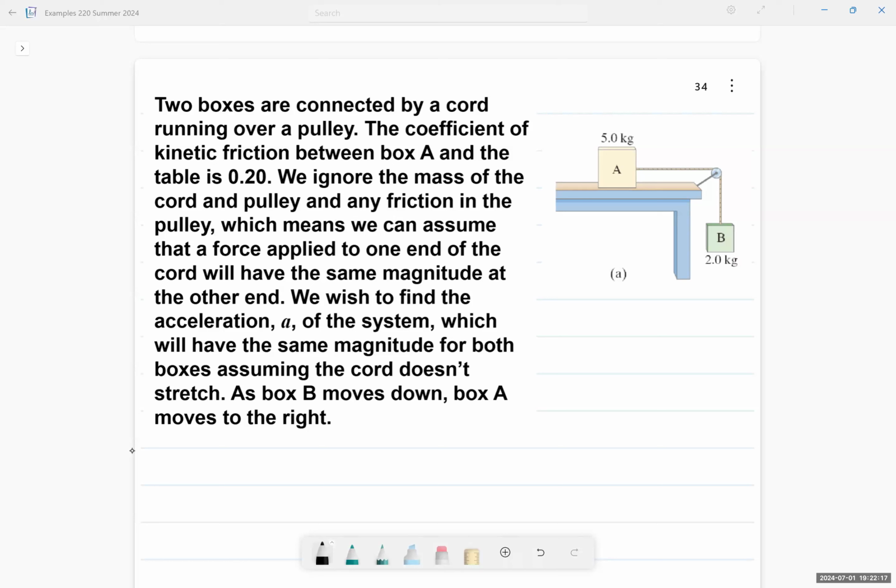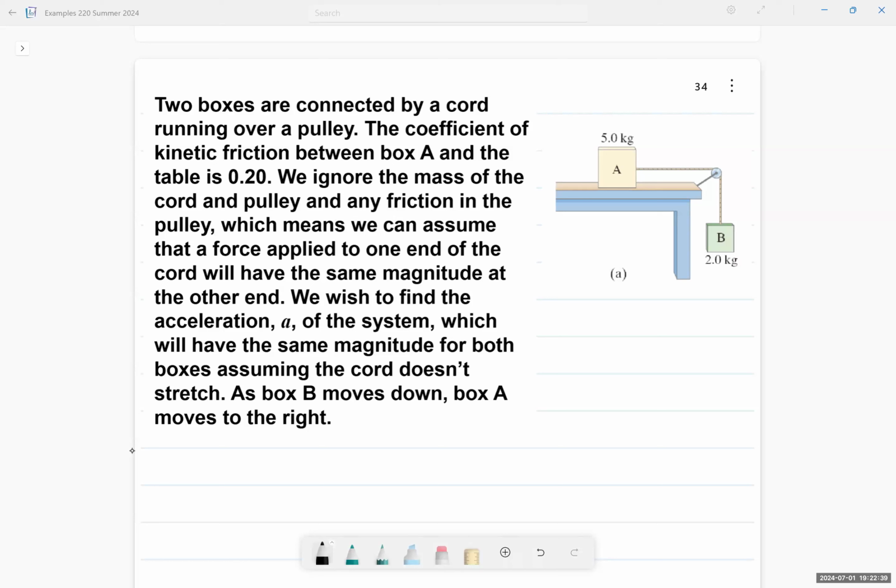So you have a couple of ways of looking at this type of problem. All right, so let's read the question. You have two boxes that are connected by a cord running over a pulley. Again, for us, cord, rope, string, that all basically gives us this tension force.